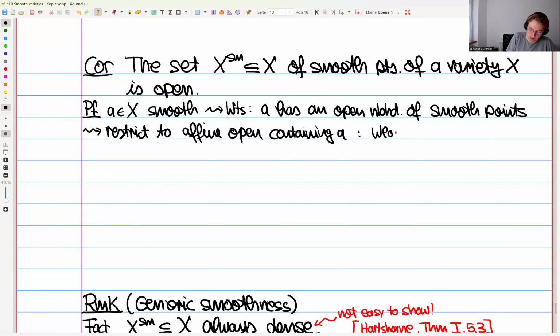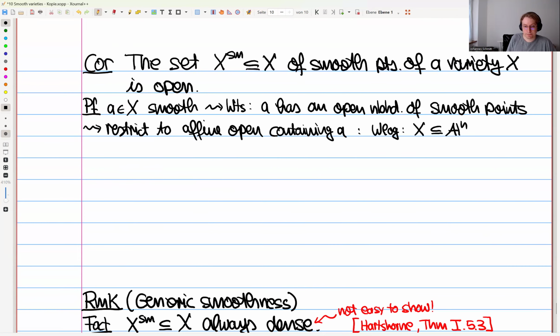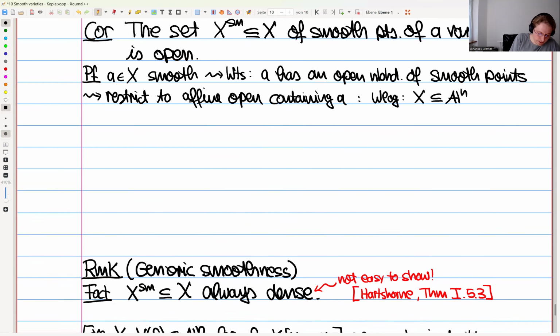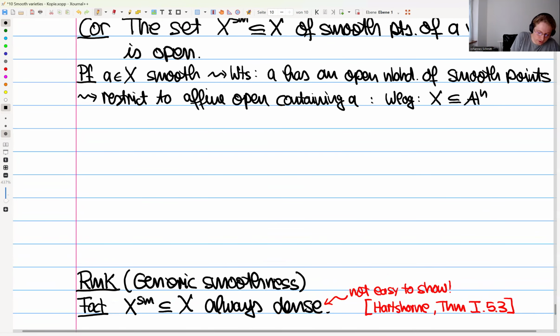So without loss of generality, we can assume that X sits inside some A^n as an affine variety. And the other thing that we have seen, now the next thing is in the Jacobi criterion, we have this codimension of X at the point A. And we want to make our life a bit easier. And the good thing is that in general, when X is a reducible space, this codimension might be a bit complicated.